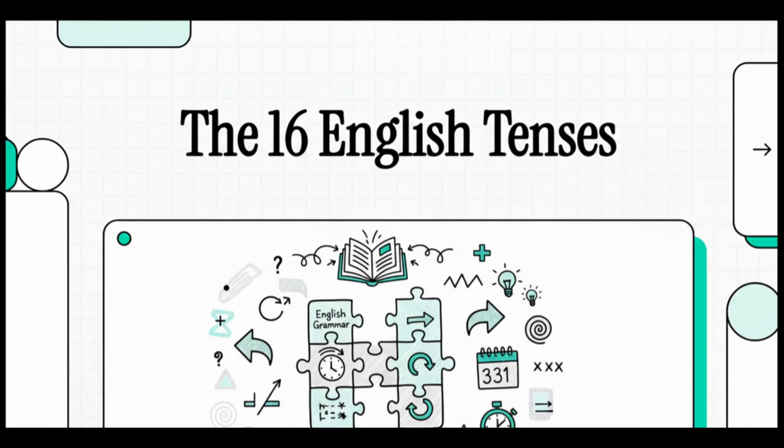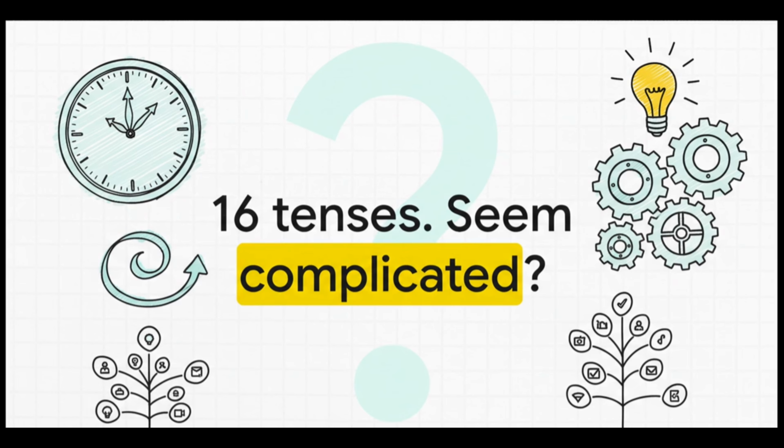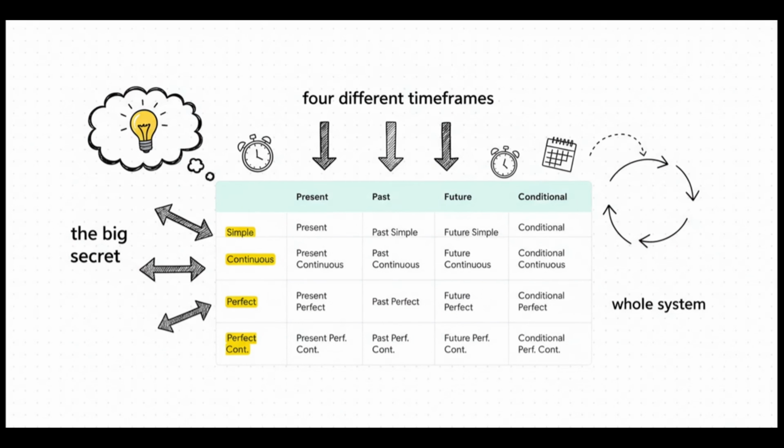Let's get into it. So yeah, 16 tenses. I know, it sounds like a lot, right? It can feel pretty overwhelming. But what if I told you there's a simple, logical system behind all of it? A system that once you see it, makes everything just click. And here it is. This is the big secret.